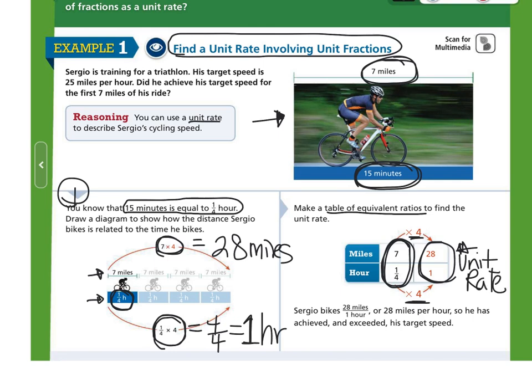The unit fraction in this problem is the 1/4. Okay. So Sergio bikes 28 miles in 1 hour, or per hour, so he has achieved and actually exceeded his target speed.